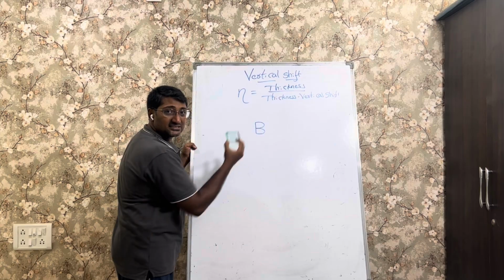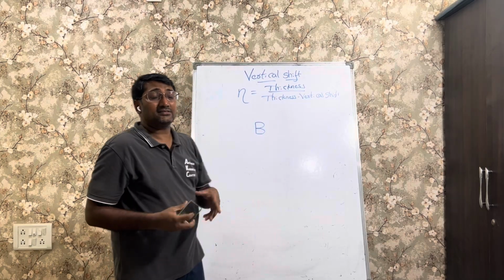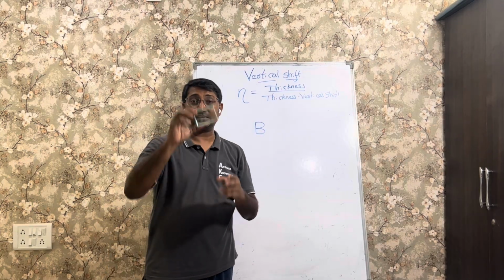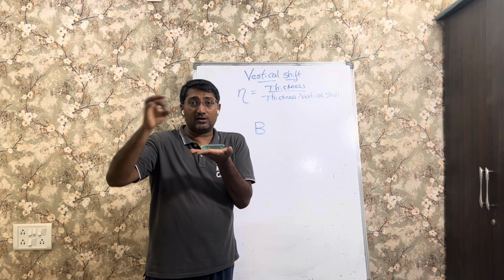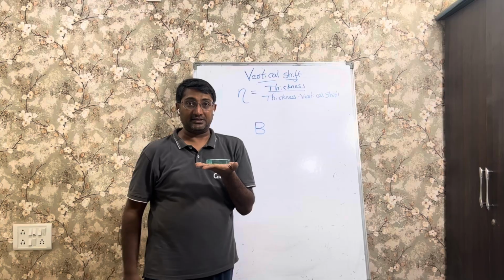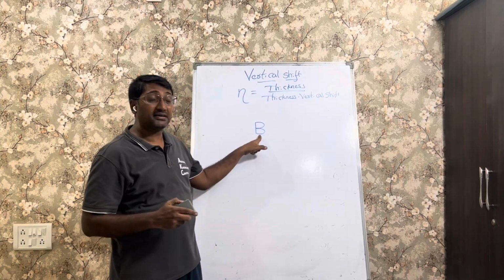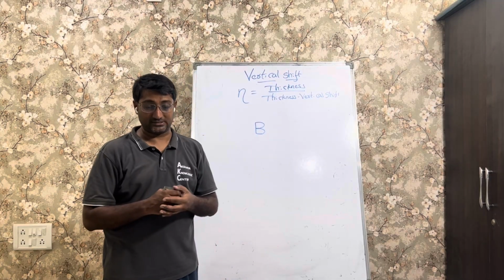You might have seen such a thing on many offices. Like the office desk of some people, they keep such glass slabs. So they just place it on an alphabet or a word or a letter and then try to read it. So it's easier to read because they are making use of this vertical shift concept.